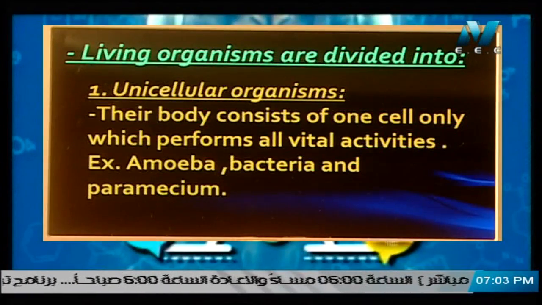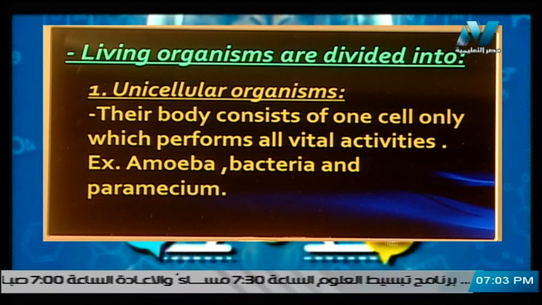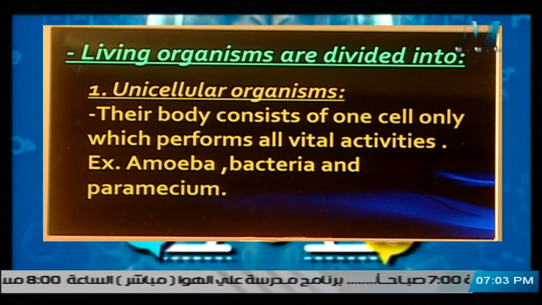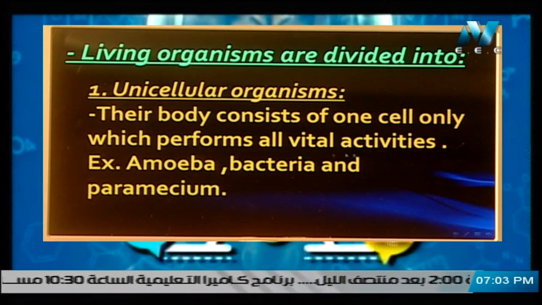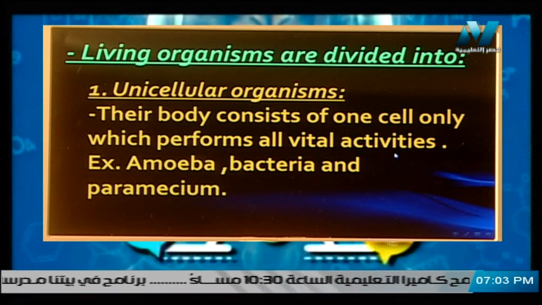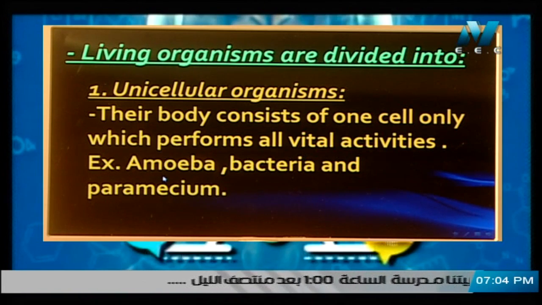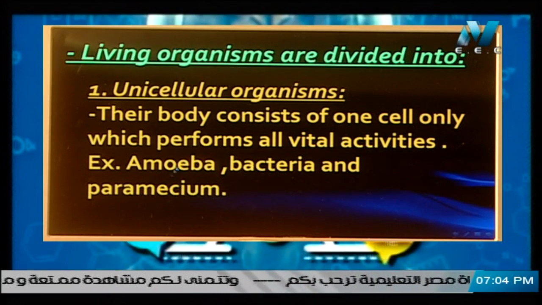طيب الليفينج اورجانيزم دي divided into قال لي ايه؟ Living organisms are divided into unicellular organisms. يعني ايه unicellular؟ Unicellular, each body consists of just one cell which carries out all vital activities. Vital activities mean feeding, respiration, اللي هي الأنشطة الحيوية اللي بتقوم بيها الخلية. Such as amoeba, a living organism, very small. Bacteria, tiny organisms, and paramecium. All of these are protozoa, microorganisms.